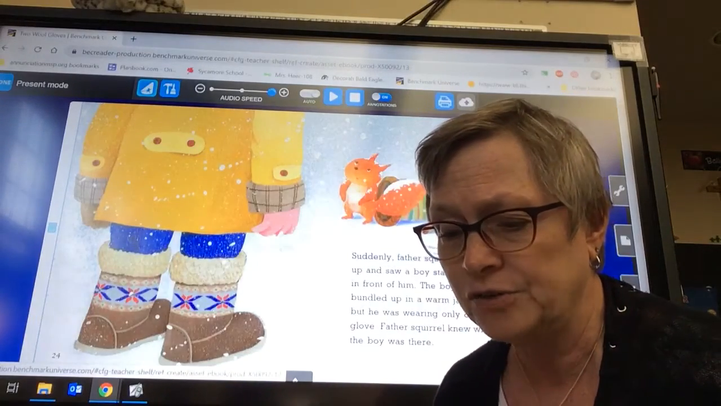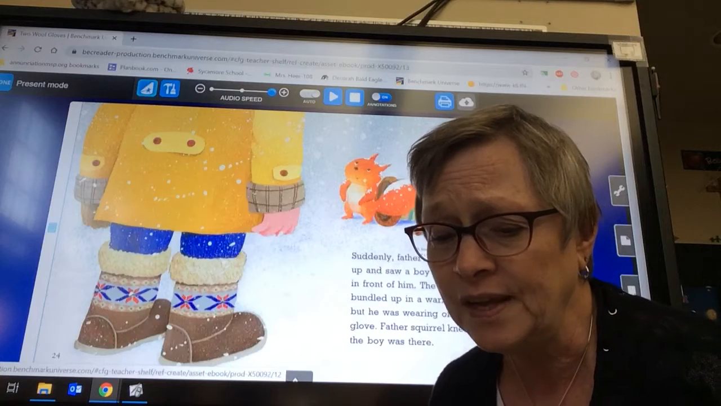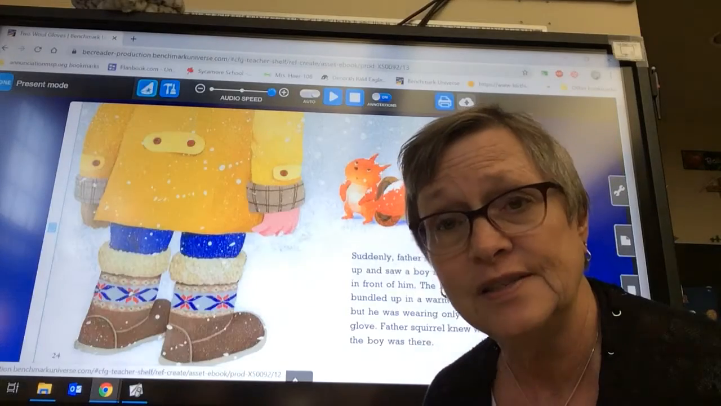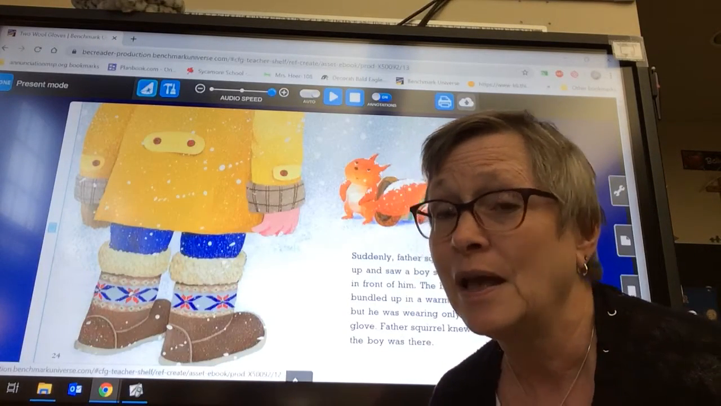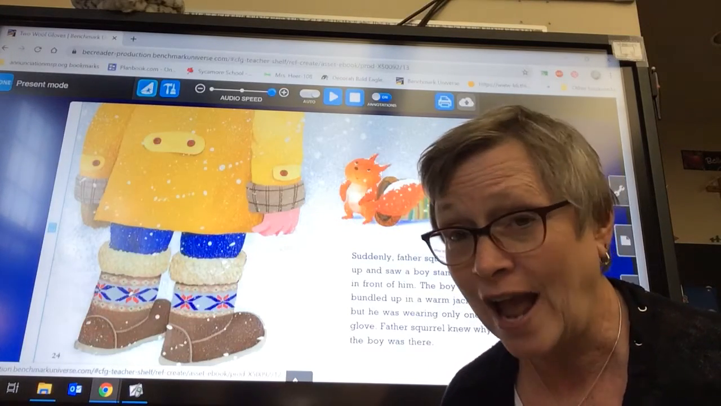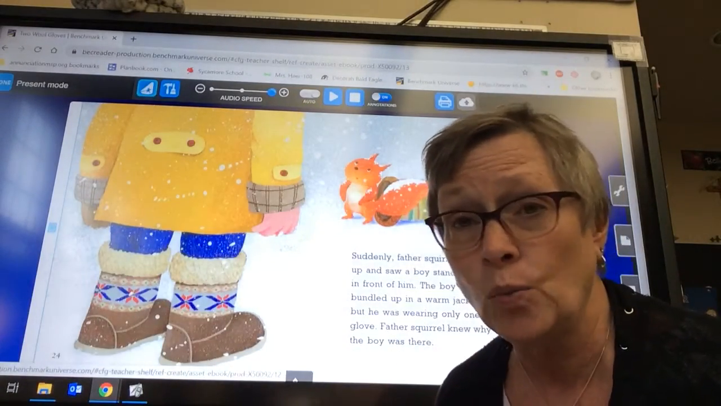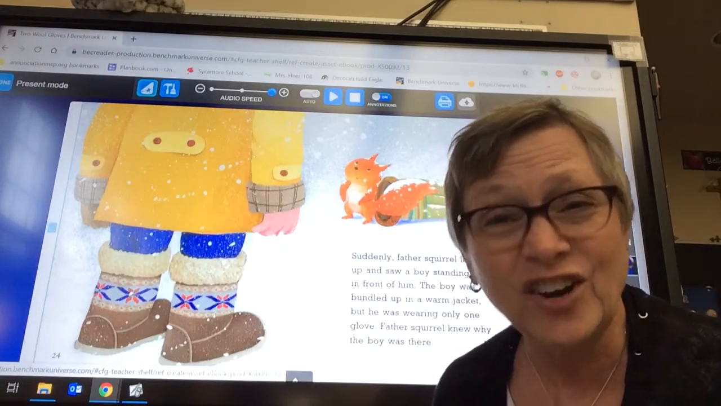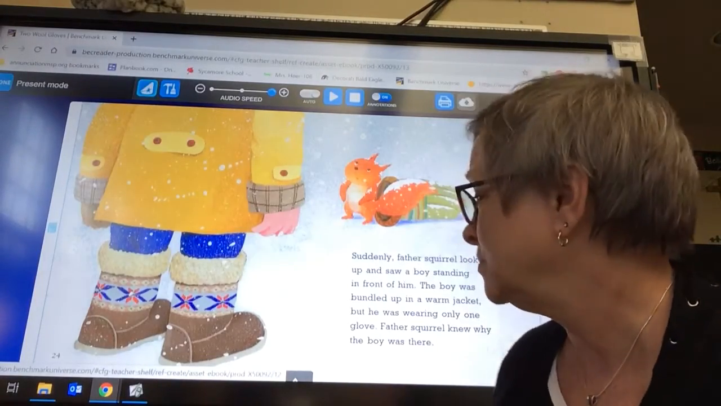The boy and Father Squirrel look at each other. Another thing that's similar about the experiences of the two characters is they both have one glove. But what's not similar, what's contrasting, is the boy is all warm and cozy in his winter clothes, while Father Squirrel is very cold. So we've got some similarities and we have some differences.